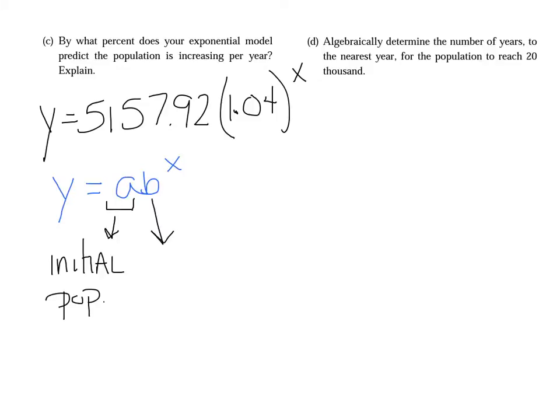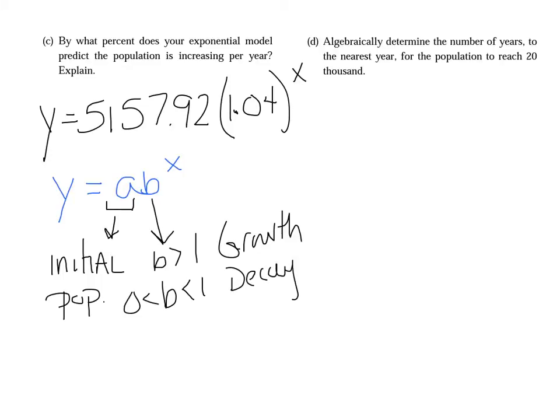If your B number is greater than 1, we had growth. And if our B number was less than 1, we had what we call decay. And that told us whether we were increasing or decreasing. That number had to be between 0 and 1, of course. So as I look at this number that's being raised to the x, do I have growth or decay? Well, certainly it's bigger than 1, so I know I have exponential growth.